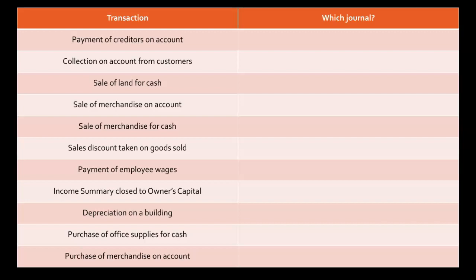So we have this long list of transactions, and we need to figure out which journal they go into. So our first one here, payment of creditors on account. It's your cash payments journal because we are paying our creditors, right? So how are we going to pay them? We're going to pay them with cash. Collection on account from customers. What are we collecting? We're collecting cash, so this goes into the cash receipts journal.